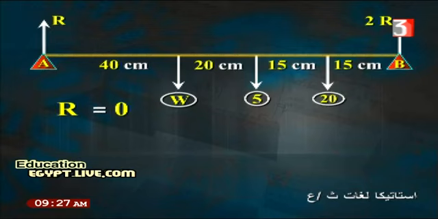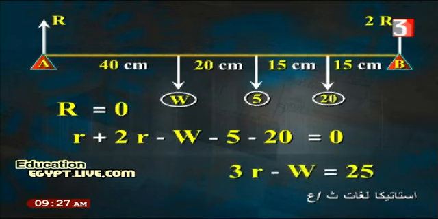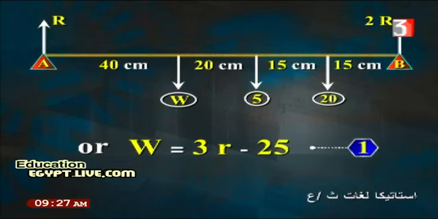We need two equations. The first equation: R1 plus R2, or R plus 2R, minus W minus 5 minus 20 equals 0, or R plus 2R equals W plus 25. Therefore, we deduce that 3R minus W equals 25. This is equation number 1. W equals 3R minus 25. This is the relation between weight and reaction.